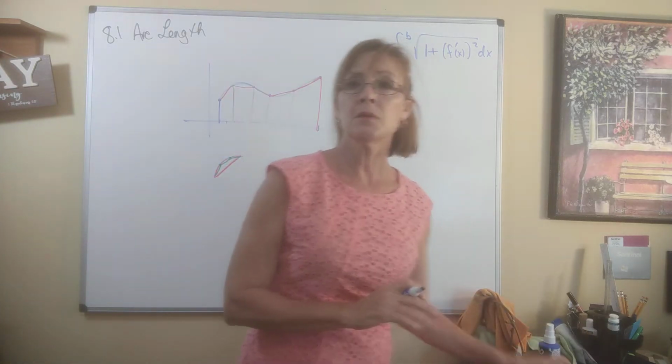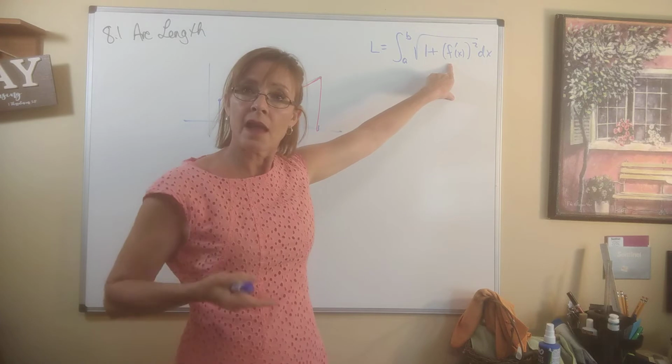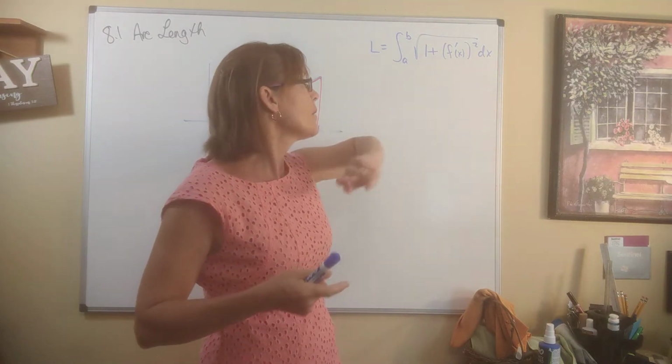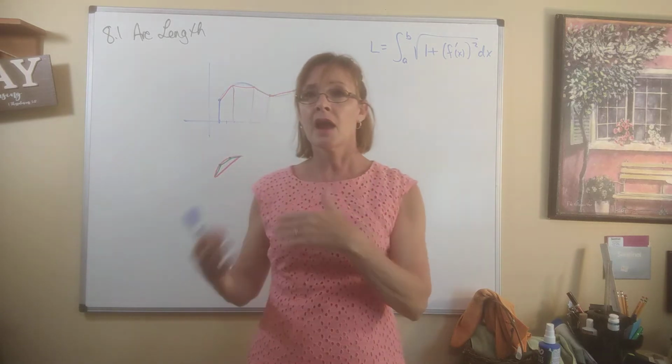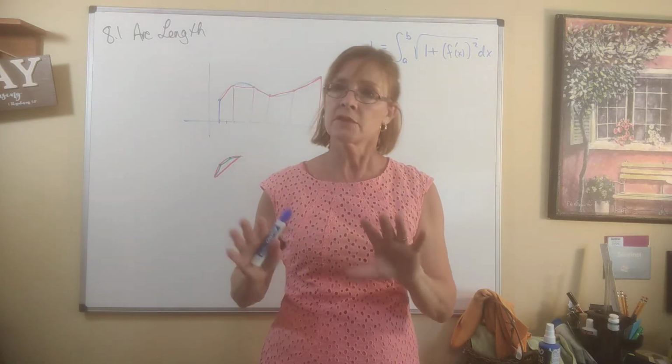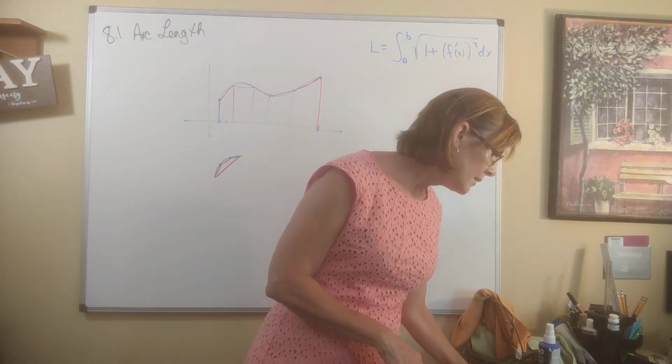So sometimes we write this in different ways. We might write this as dy/dx squared, or we might write this as dx/dy squared, depending on how we're working with the curve. So you might see it occur that way. Let's do a quick example and see how this goes.